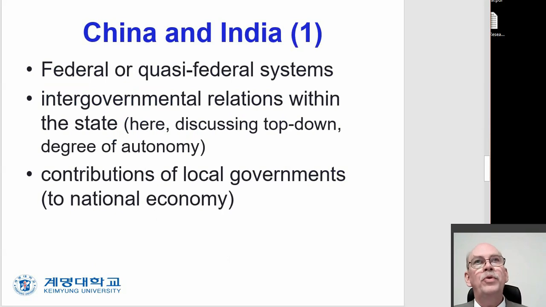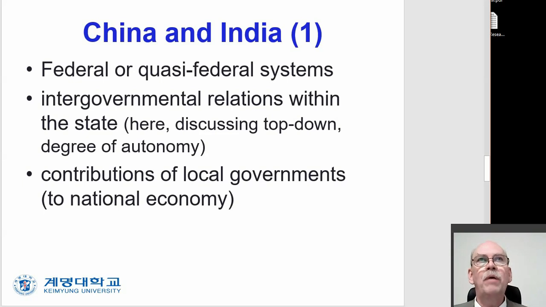Quick introduction before we jump into the article. China and India feature a federal or quasi-federal system. Well, what does that mean? Perhaps it's easier to compare to a unitary system. Unitary is basically the opposite. A unitary system is one where the central government is the only government, and anything below that exists because the central government gives permission.